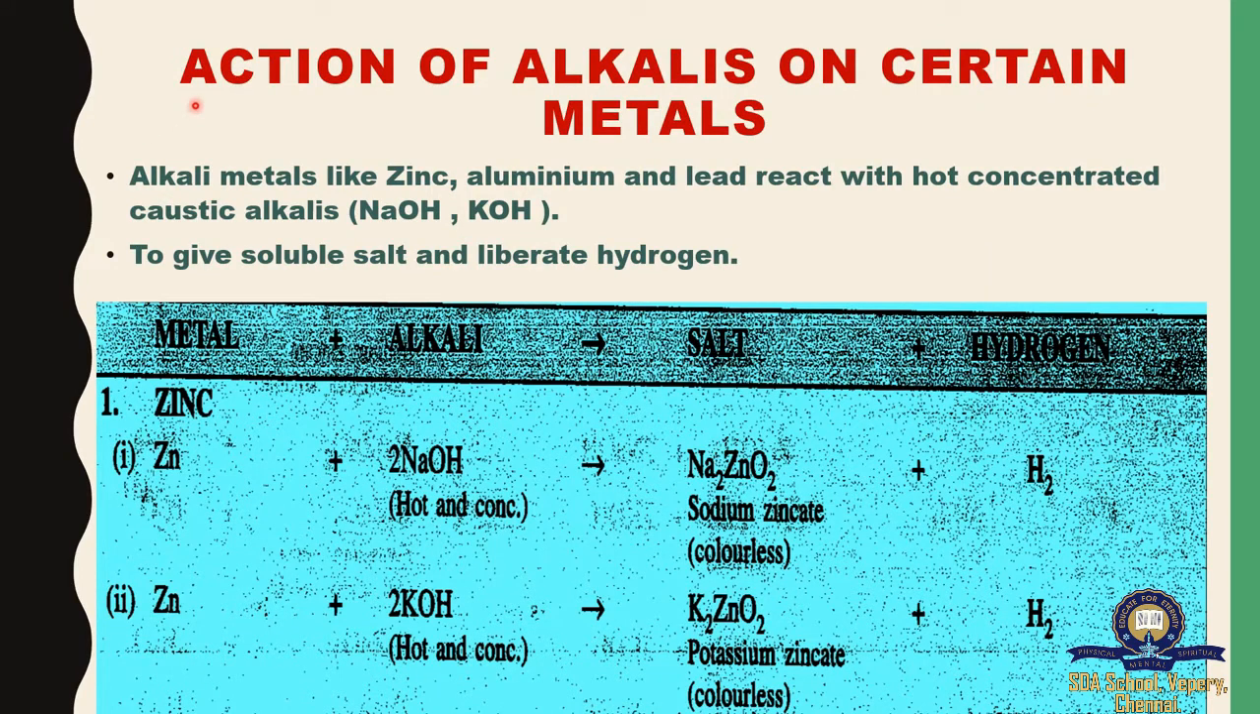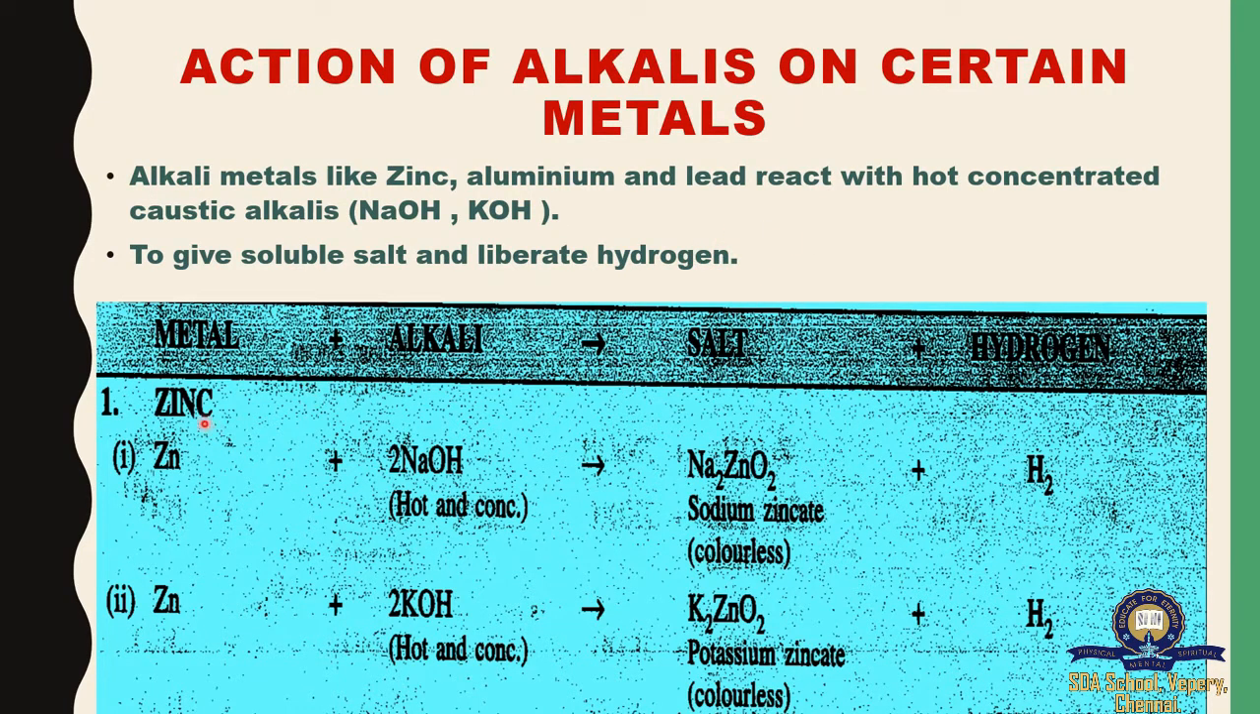Next, we are moving to the topic action of alkalis on certain metals. Alkalis, you know, are bases. Metals like zinc, aluminium and lead react with hot concentrated caustic alkalis, that is, either sodium hydroxide or potassium hydroxide, to give soluble salts and liberate hydrogen. The previous two reactions, with ammonium hydroxide and sodium hydroxide, gave sparingly soluble or insoluble precipitates, but here it is giving a soluble salt and hydrogen gas is liberated.